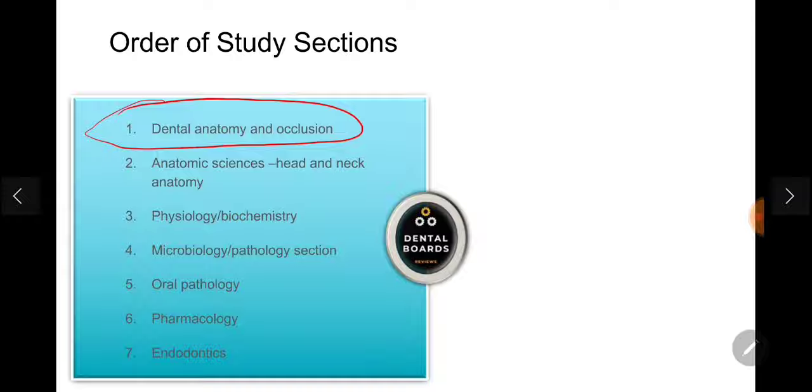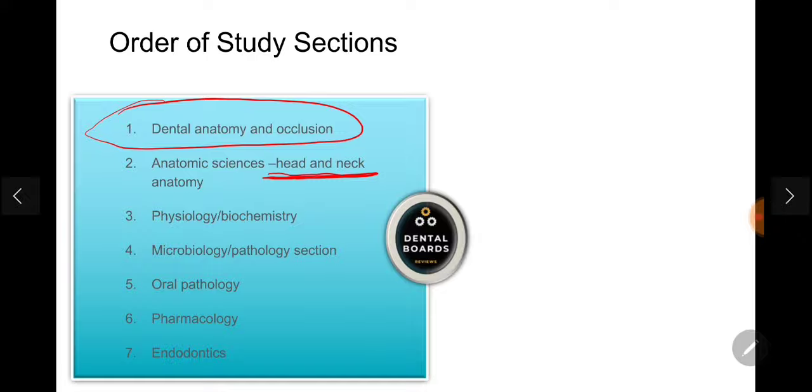But this is mostly for people who graduated from outside, international dentists, whose knowledge base may not be so broad. Make sure you start with dental anatomy and occlusion. And then anatomic sciences. Now, when you do anatomic sciences, focus on the head and neck anatomy, okay?